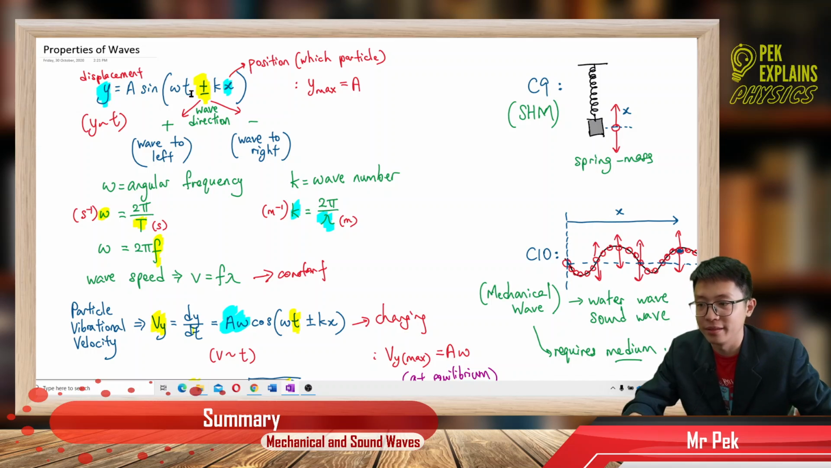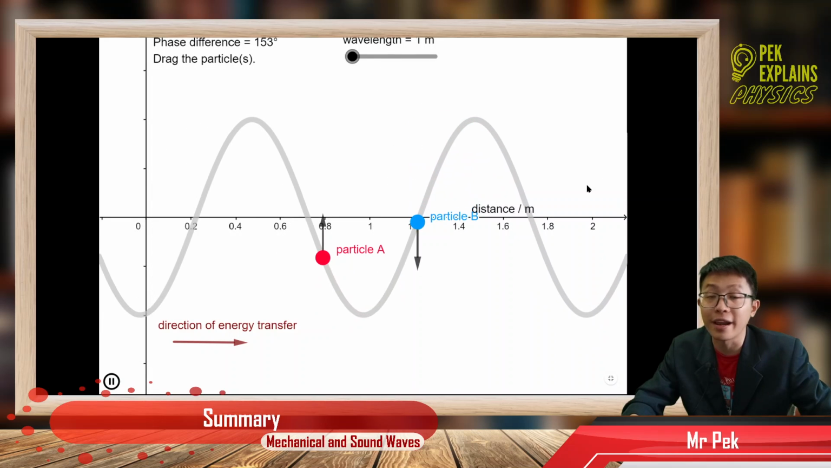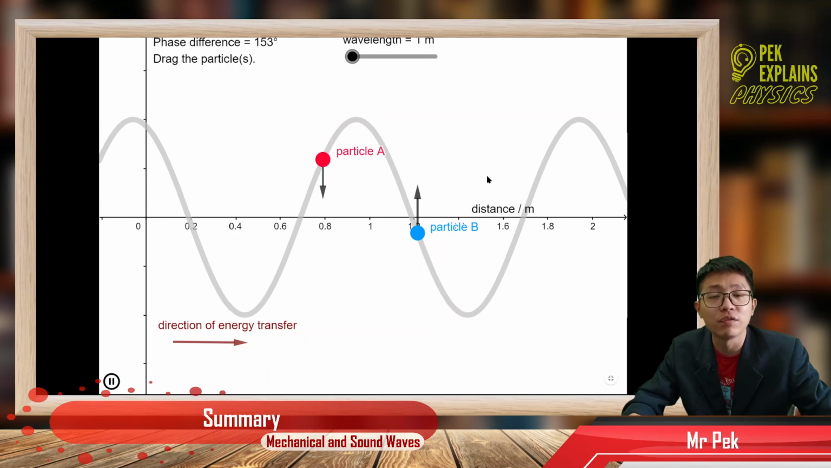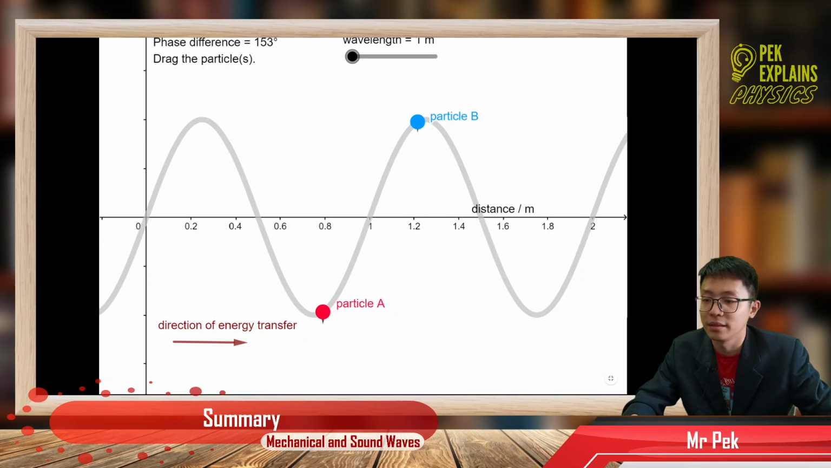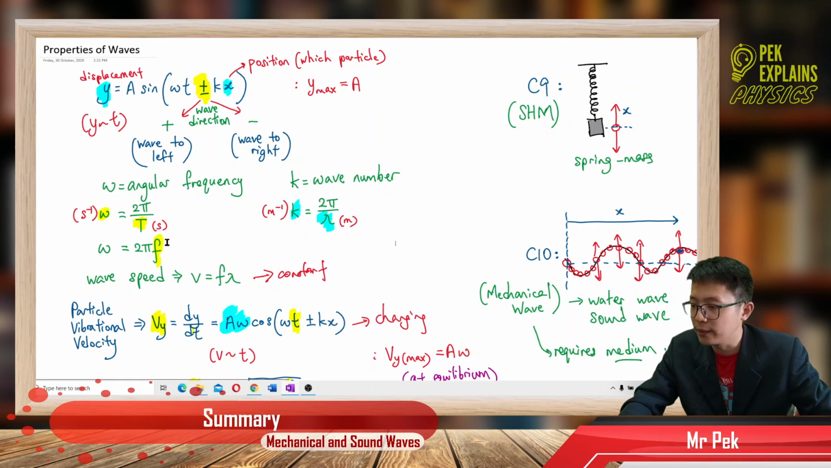The positive or negative sign here means the wave direction. If this is a positive value, positive kx, the wave moves to the left. If negative, the wave moves to the right. Like this one, this wave moves to the right, isn't it? This wave moves to the right, which means this is a negative kx. If the wave moves to the left, then it's a positive kx. Okay? Alright. So this positive or negative sign means the wave direction.